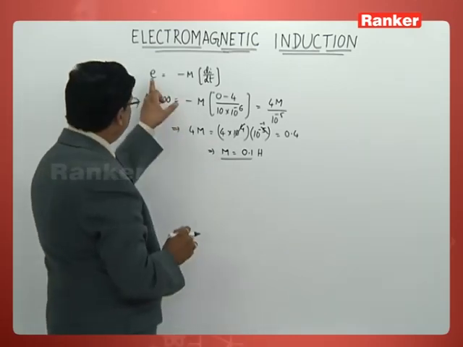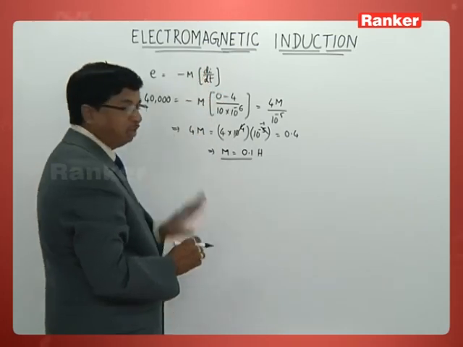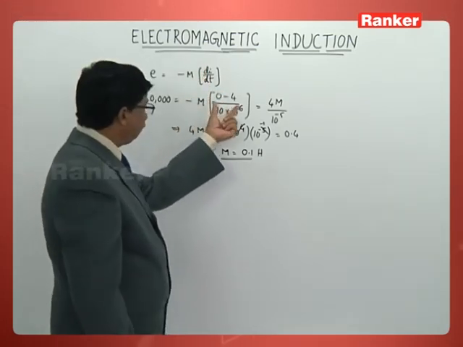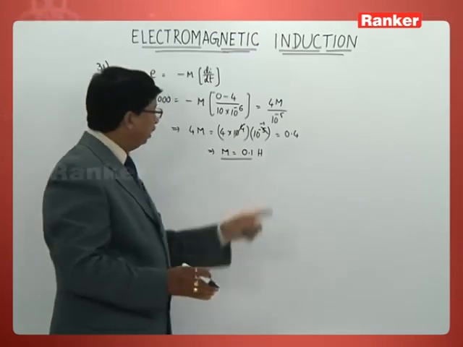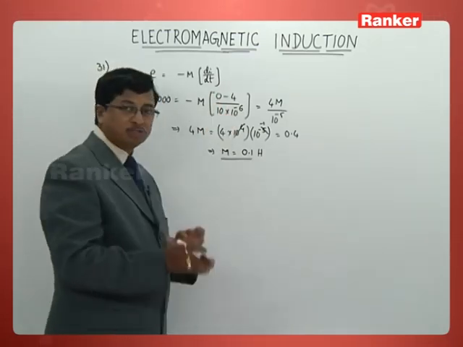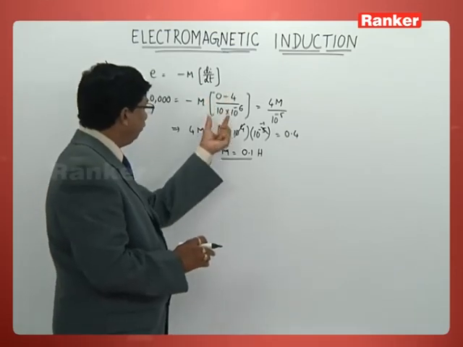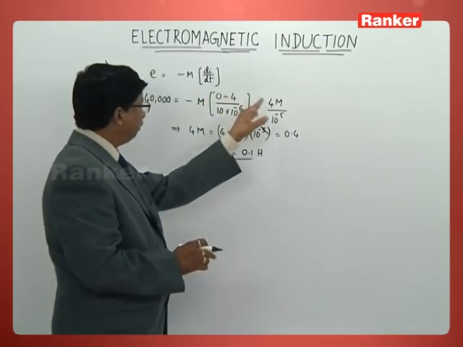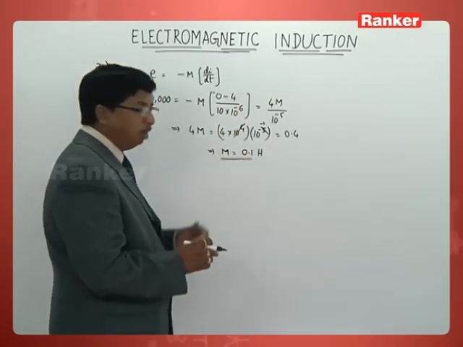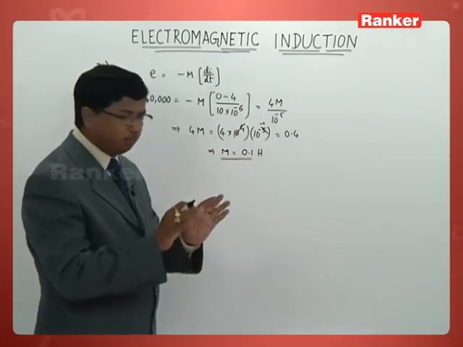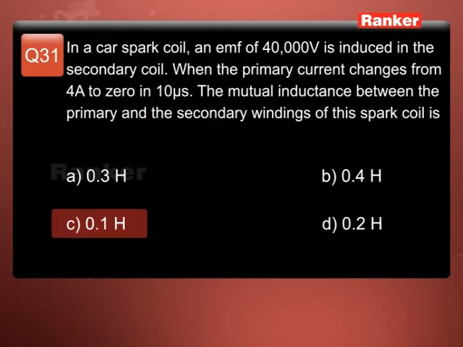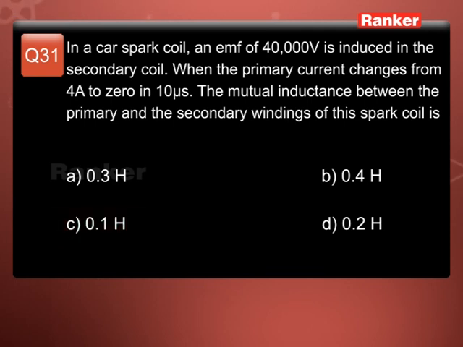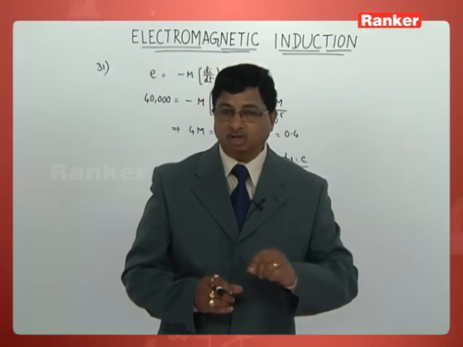So what you people should understand, E is equal to minus M di by dt, the formula. Out of that, di is coming down from 4 to 0. Therefore 0 becomes the final value and 4 becomes the initial value. So 0 minus 4 becomes minus 4. Minus into minus becomes plus. So automatically you will get M as 0.1 Henry. Out of all the 4 options, this is exactly coinciding with C. So C option is 0.1 Henry, and this is the formula one should understand from it. This is problem number 31.